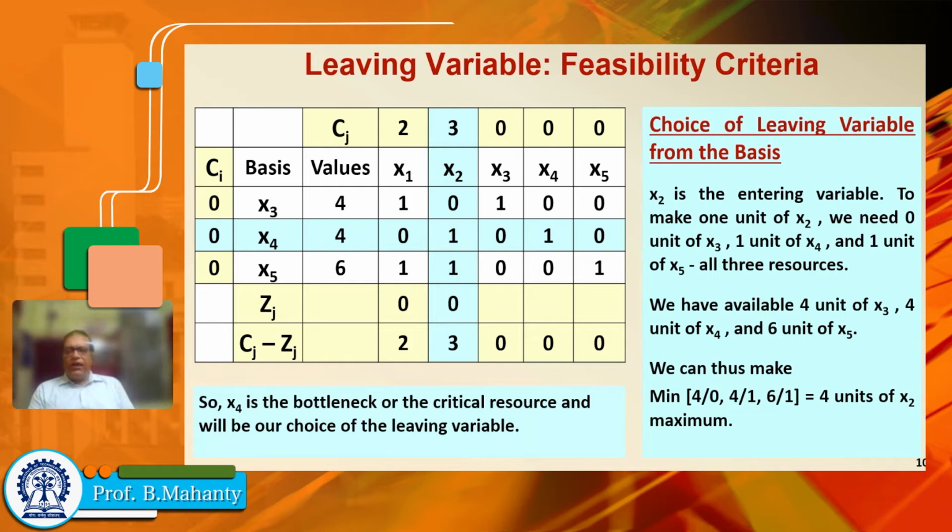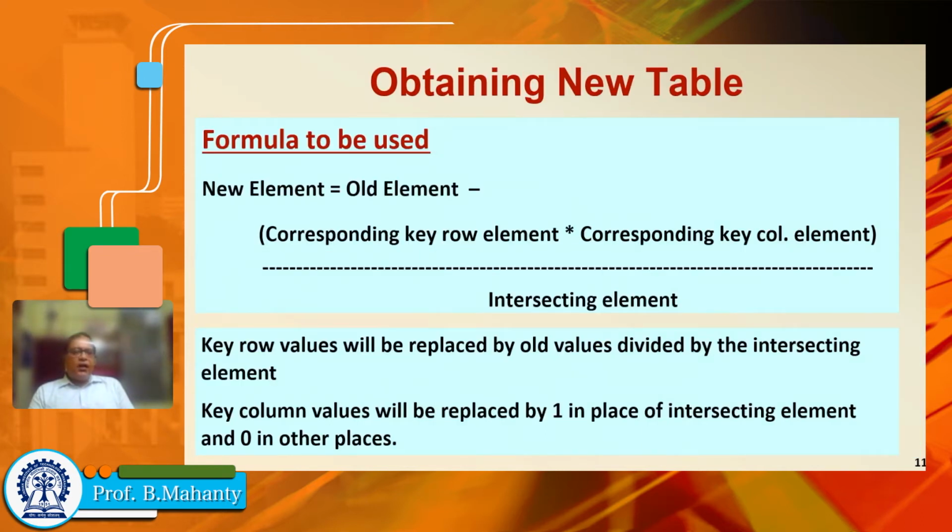So what we have done is identify the entering variable x2 and the leaving variable x4. Both we have been able to identify. Now we have to use this formula. So what is this formula? First of all, the key row values will be replaced by old values divided by the intersecting element. The key column values will be replaced by 1 in place of the intersecting element and 0 in other places.